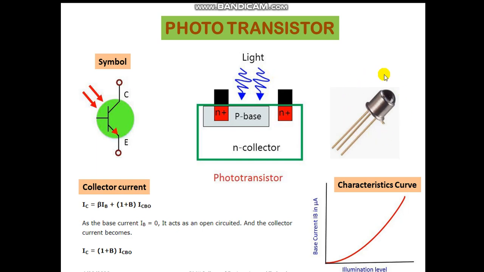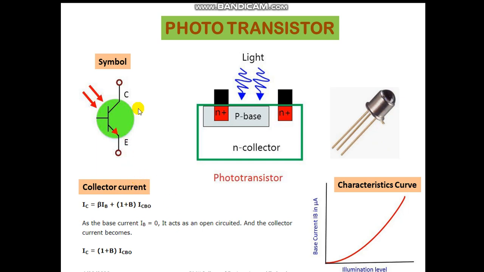Now, this is a typical phototransistor available in the market. This phototransistor has three terminals. At the top we have what looks like a metal coating. The coating looks like a lens. Through the lens, light will be received and it generates the electrical signals.